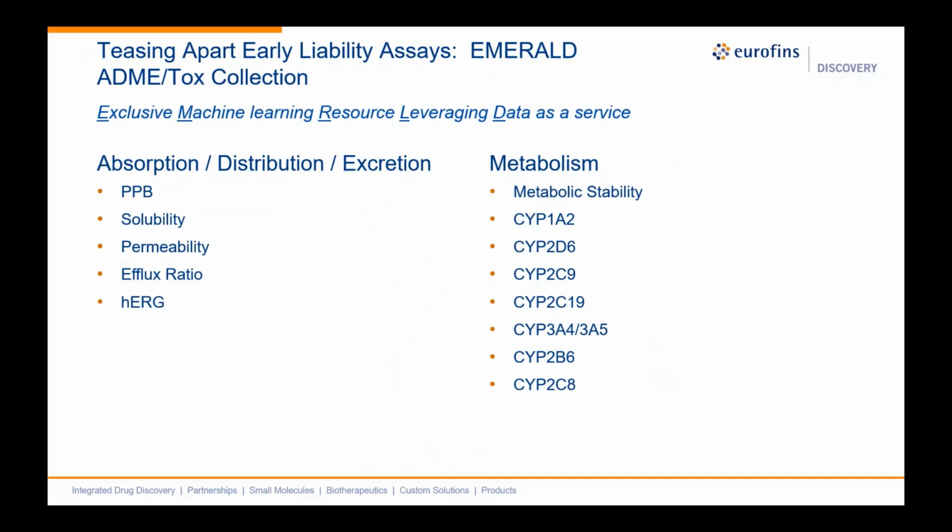So now we move on to teasing apart our early liability assays from Emerald, this ADME tox collection of assays. Two groups: absorption, distribution, excretion, with plasma protein binding, solubility, permeability, efflux ratio, and hERG, and then metabolism, which is metabolic stability measured in human liver microsomes, and then a set of inhibition assays for cytochrome P450s.